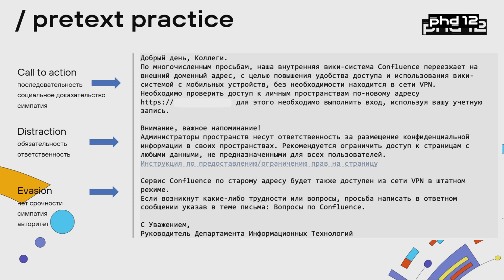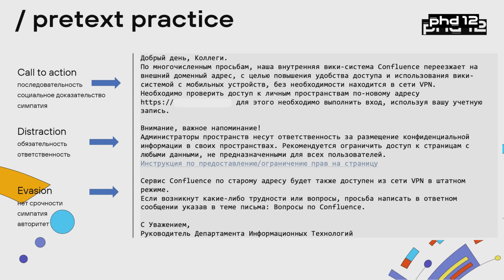So we try to trigger consistency here, right? Because we say, well, there have been numerous requests. And numerous requests also suggest that there is social proof. And we say, well, it's for your convenience. You no longer need to do authentication, to do all this VPN, stupid things.